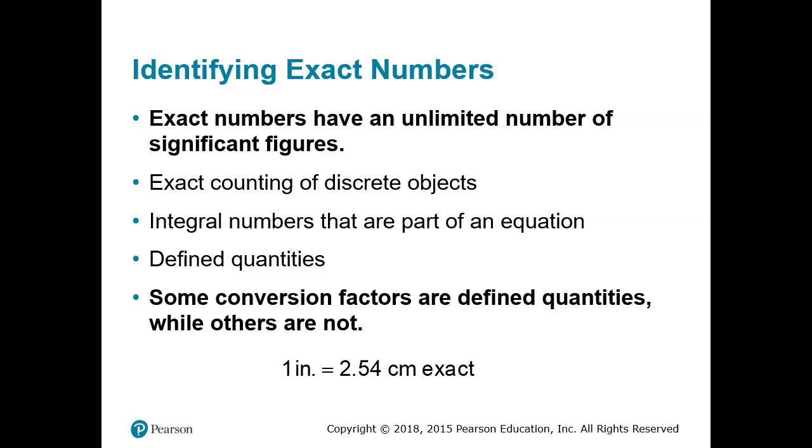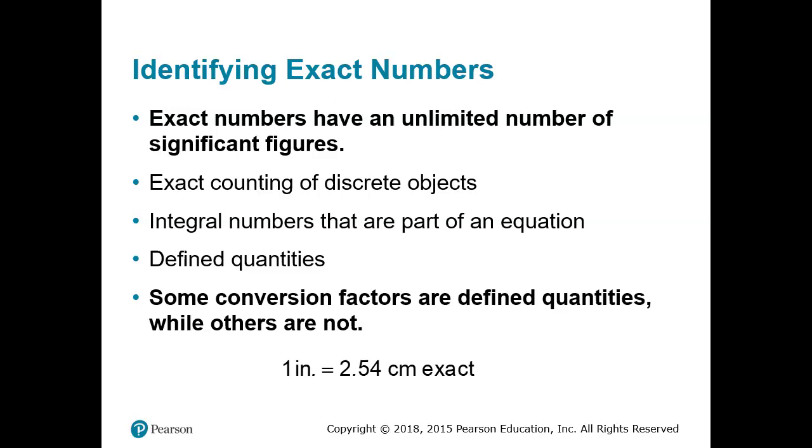One, exact counts. So, for example, if I were to count the number of people in this room, that would be an exact number. There would be no estimation involved in that. I would count every single one of you, and that would be a precise number. If I was counting the number of steps between here and the water tower, that would be an exact number. There would be no estimation in that measurement whatsoever.